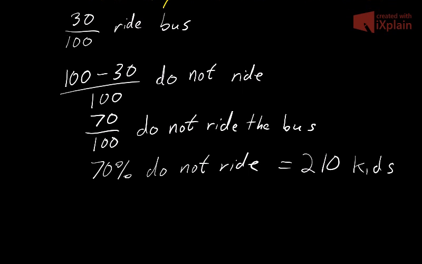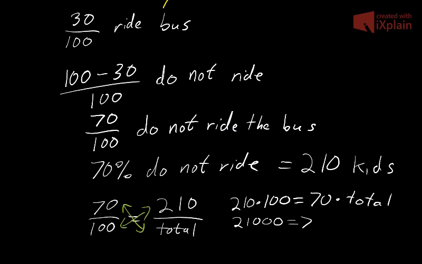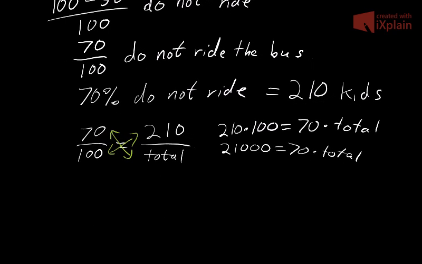So we can now say that 70 out of 100 is going to be equal to 210 out of our total. Do a little bit of cross multiplication here. And we get that 210 times 100 equals 70 times the total. Multiply these together, you get 21,000 equals 70 times the total. And divide both sides by 70, and we will end up getting that we have 300 students total.